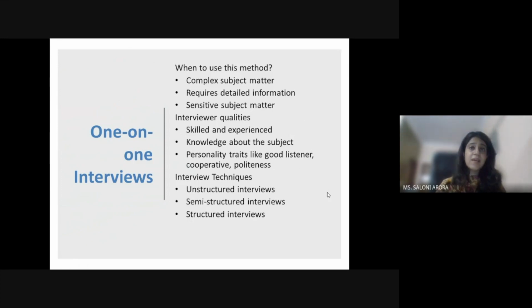And lastly, what techniques can you use in a one-to-one interview? There are three basic techniques: an unstructured interview, where there is no defined set of questions; a semi-structured interview, where some questions are defined and some you leave based on the situation; and a structured interview, where everything is set or pre-decided. So, as per the subject matter, you can select the interview technique that is most applicable in your case.